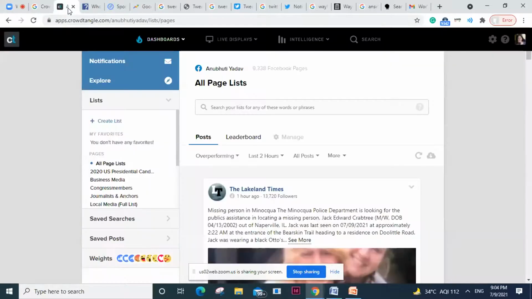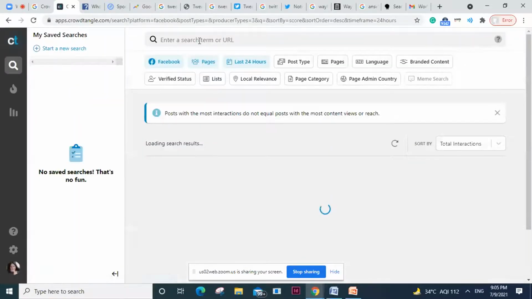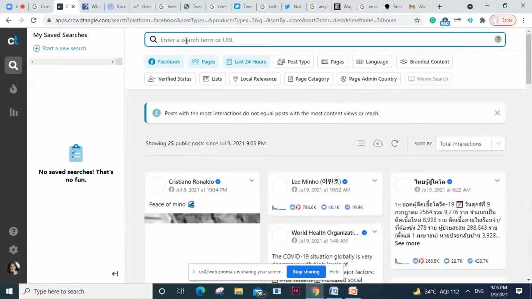For example, this is CrowdTangle, right? And these are all free tools which are available. For example, if I say I just want to know about mental health, right?